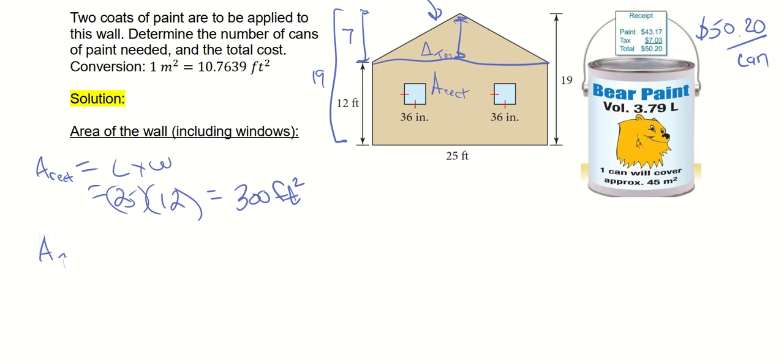Now let's find the area of the triangle. I'm going to say tri. There. And again, that is base times height divided by 2. And the base here, from here to here, is going to be 25. The height we found earlier is 7. Basically, 19 minus 12 gives us 7. That's how we find this right here.